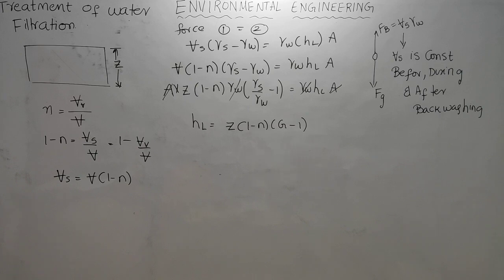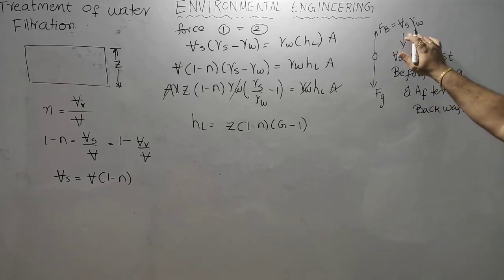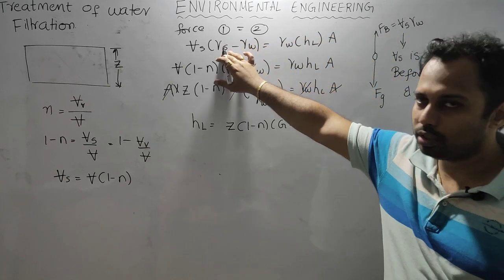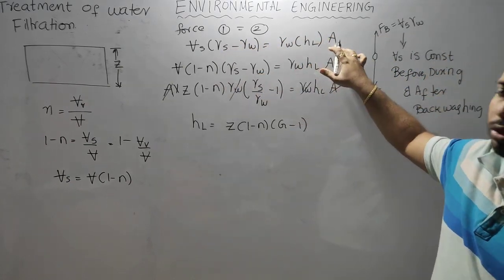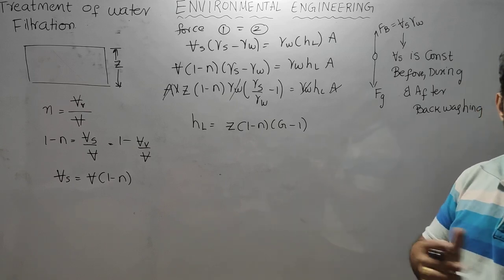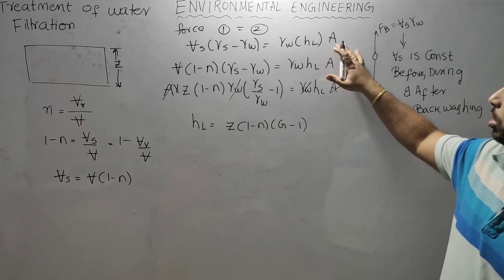Why we are doing this much analysis is to protect the filter media. That means we don't want to lose any of the volume of the solid after backwashing or during backwashing, right? So we assume that the volume of solids is constant. If the volume of solid is constant, then the buoyancy force is constant. Then this buoyancy force is constant and the area is also constant. We are not expanding the filter media area before and after. So this is also constant.